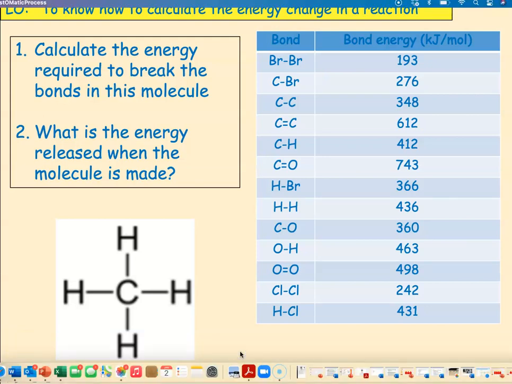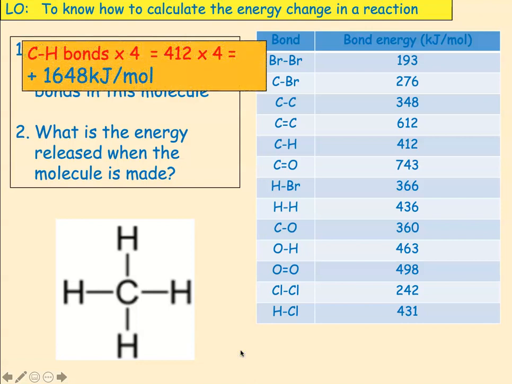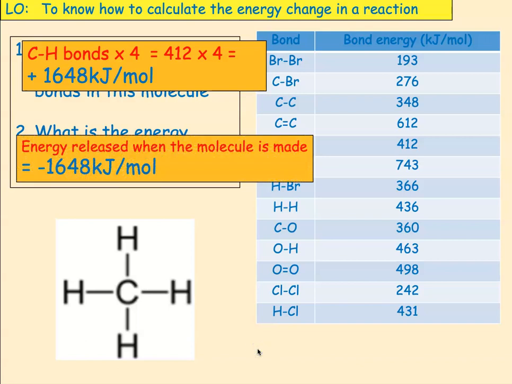Okay, hopefully you've been successful with that. So we're looking up the CH bond, and the CH bond is 412. We're counting how many bonds we've got. We've got 4, so it's 4 times 412, which is 1,648 kilojoules per mole. Hopefully you got that. Okay, so what is the energy that we would release if we made a methane molecule? If you remember from last time, it's exactly the same, only we've got a minus sign in front of it to say we're releasing the energy.